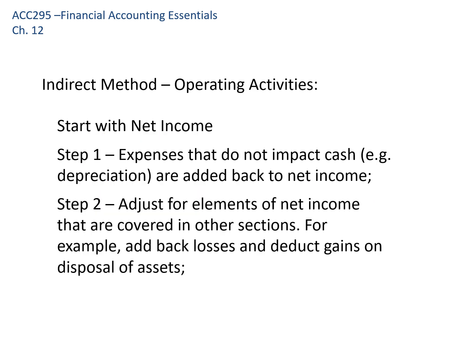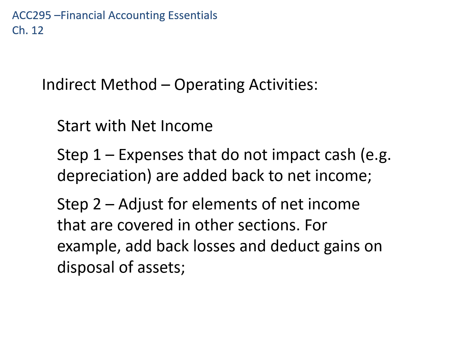So the first step is to, as I said, start with net income after tax. And then you add back any expenses that don't impact cash, that don't cause you to write a check. As an example, depreciation. You don't ever write a check for depreciation. You don't pay somebody for it. Okay, so that's an example of an expense that doesn't require cash. Another example would be amortization of intangibles, doesn't require cash.